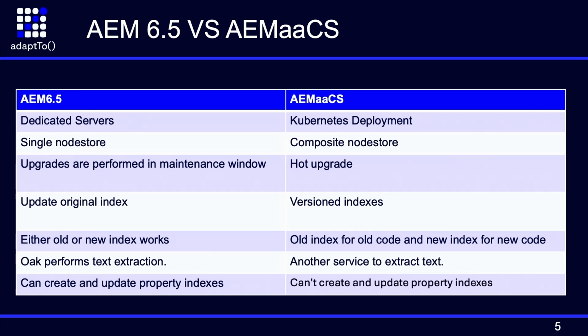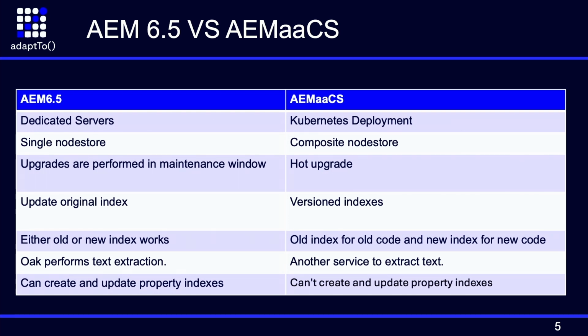With respect to indexing, in 6.5, any customizations need to go into the original index. Whereas with cloud service, we have a concept of versioning in the indexes, and any changes or customizations to your index actually come through a newer versioned index. With 6.5, when you deploy any change in the index, either your old index would work or the new one. But with cloud service, the old index would continue to work for the old code, whereas the new index will work when the new code is deployed on the new pods, basically.